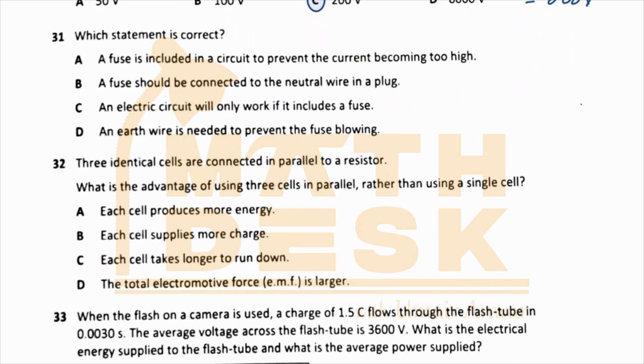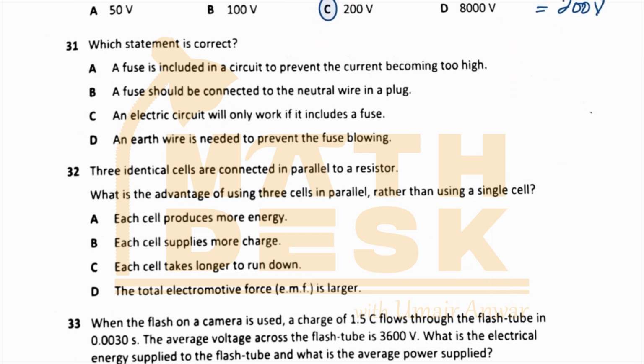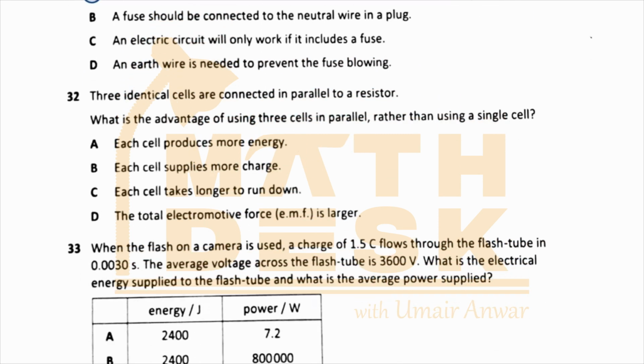Which statement is correct? A fuse is included in a circuit to prevent current becoming too high. A fuse should be connected to the neutral wire. An electric circuit will only work if it includes a fuse. An earth wire is needed to prevent the fuse blowing. So the first statement is correct, that the fuse is included in a circuit to prevent the current becoming too high. When the current becomes too high, the fuse is melted or it trips and the current does not go through the circuit and damage the appliances.